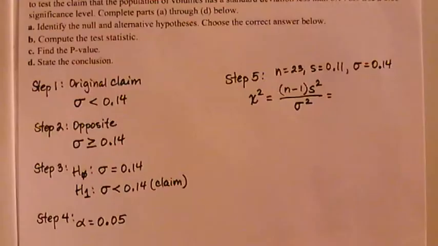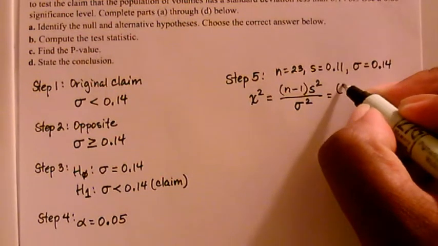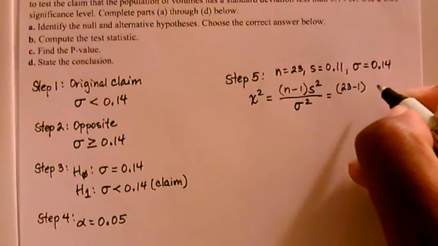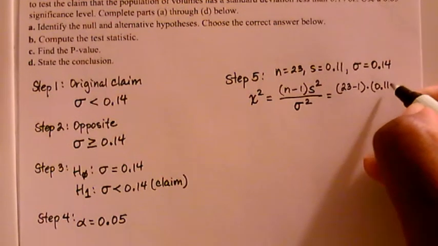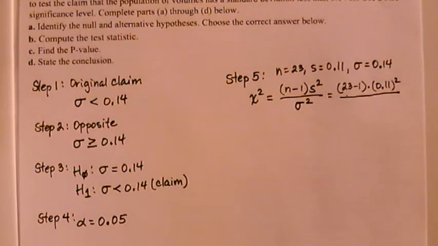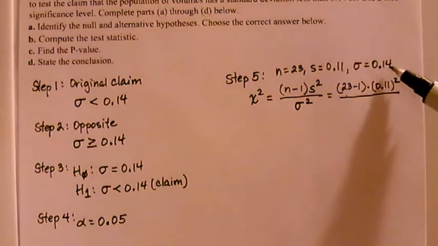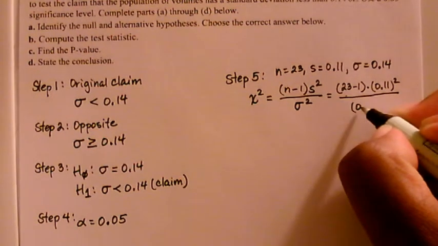So all we can do here is just substitute those values into this formula. So now the numerator is 23 minus 1 times 0.11, and that's squared. Now here, this is just an example of a sample standard deviation that's given to you, so you just take the 0.11 and you square it. And the same holds true with the population standard deviation, that's 0.14. That's going to be squared as well.